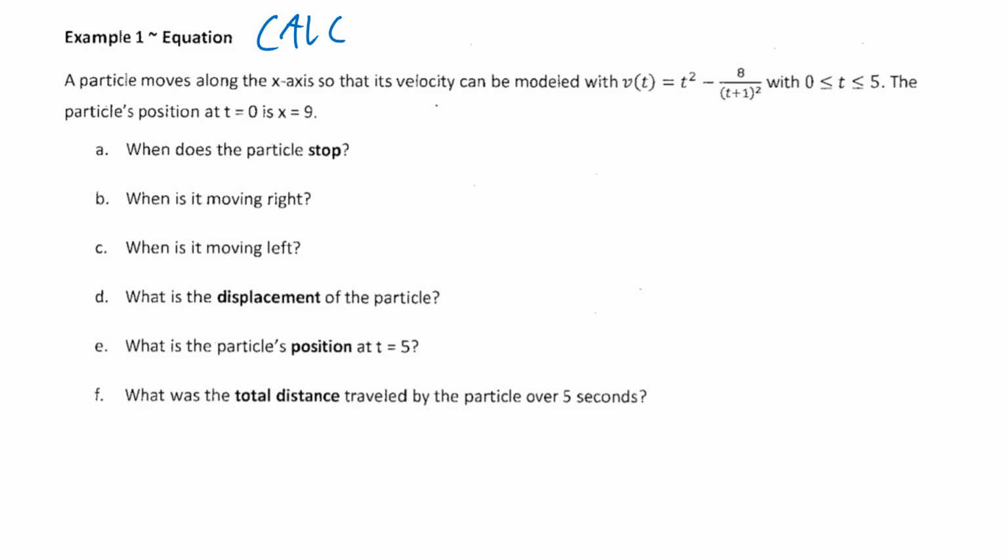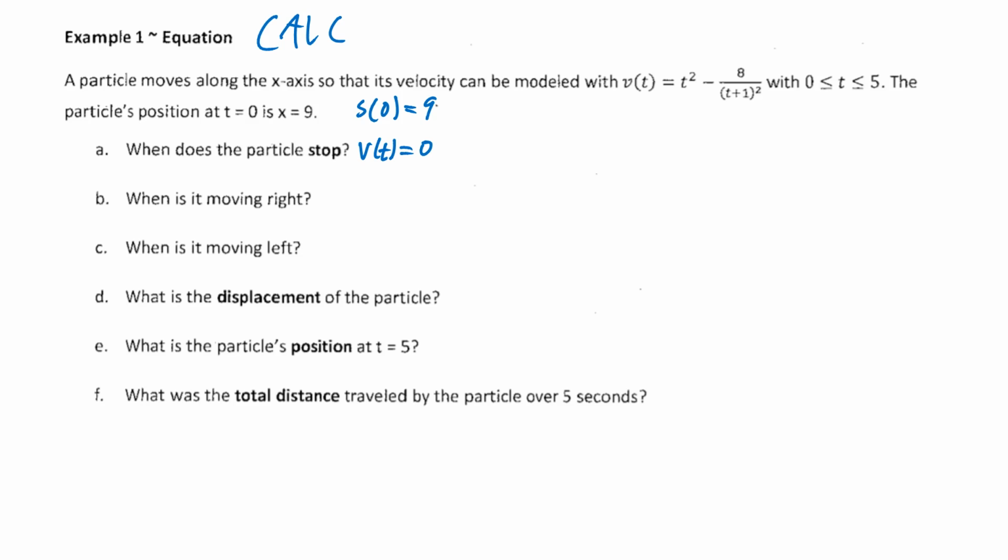So first of all, they ask, so let's see, a particle moves along the x-axis, so its velocity can be modeled by this function between 0 and 5. The particle's position at 0 is 9, so s of 0 is equal to 9 is what they're telling us there. And they ask first, when does the particle stop? Well, a particle stops when the velocity is 0, so we need v of t to be equal to 0. So what you're going to do is you're going to probably solve this using the solve function on your calculator.